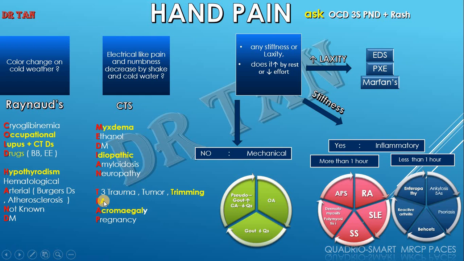Then the R is rheumatoid arthritis, the A is acromegaly and pregnancy. So sometimes it's just hand pain, and you find it's carpal tunnel, and inside it's acromegaly. And as you will learn in our course, how to approach the case of acromegaly in 6 minutes, to finish everything requested for acromegaly.